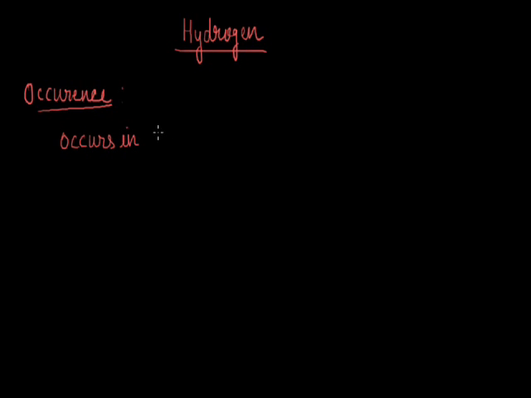Hello students, I am going to discuss about hydrogen. First is the occurrence of hydrogen. Hydrogen occurs in two forms. First is the native state or free state.